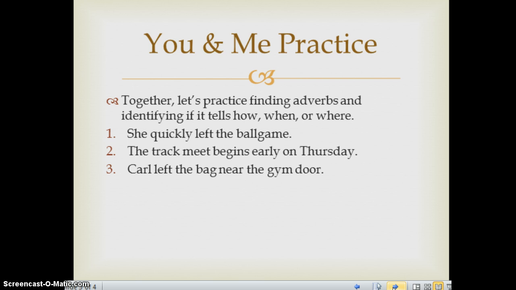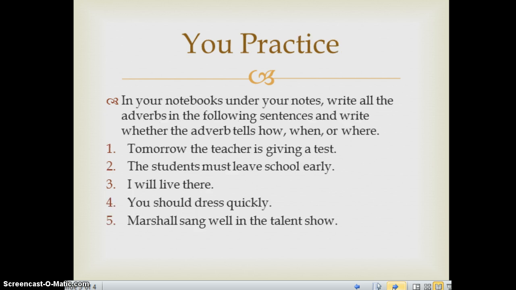Carl left the bag near the gym door. Okay, the verb in this one is left. You can show me how to leave something somewhere. So how did he leave? When did he leave? Or where did he leave it? He left it near the gym door. Even though near does not end in ly, it is still an adverb and it tells us where the gym bag was left.